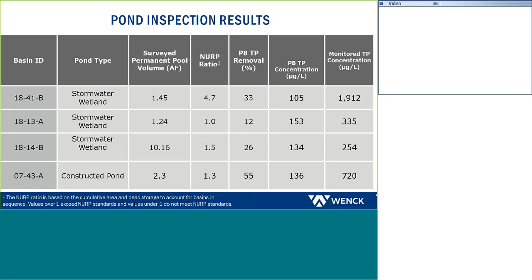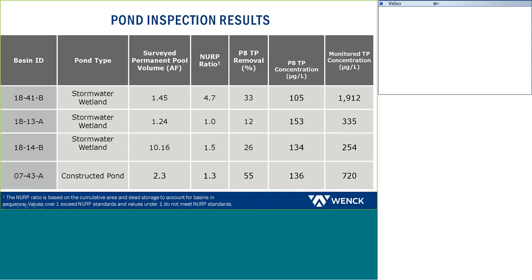If you have a ratio of 1, it's designed exactly to standards. Greater than 1, it's over the NURP standards and should be providing extra treatment to that watershed. If it's under that number, then it's underbuilt and needs additional dead storage. This is purely from a particulate phosphorus settling perspective. We're not talking about the dissolved fraction at this point. We're not talking about release.